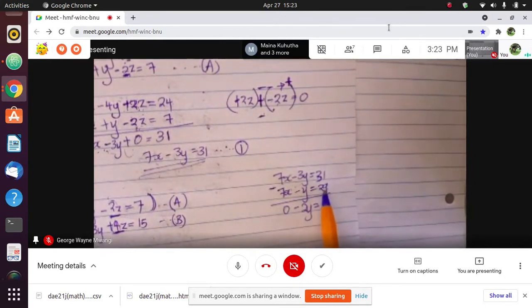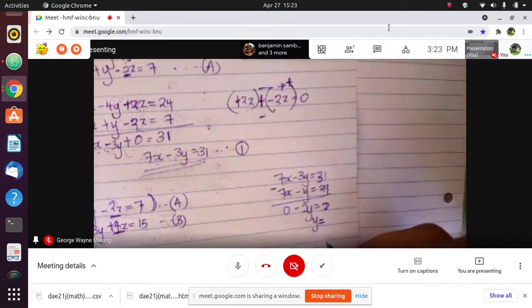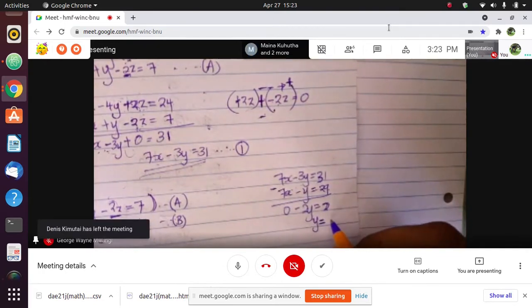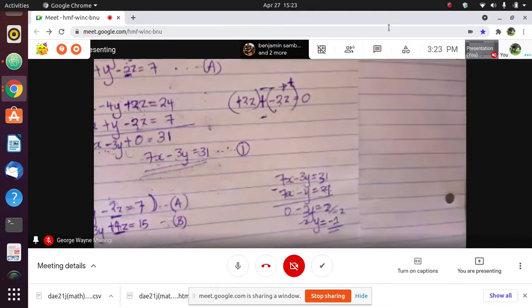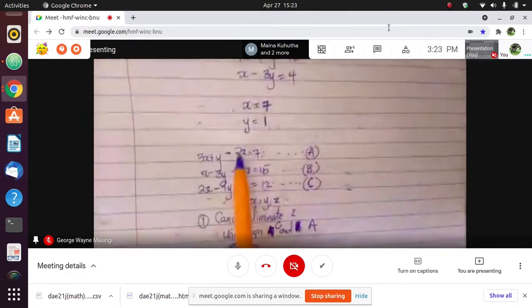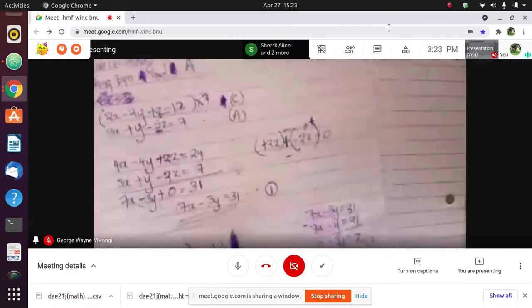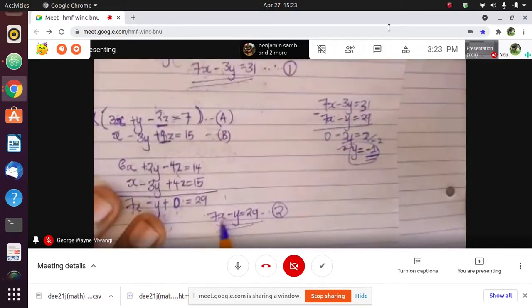31 minus 29 inakuwa ngapi? 2. Therefore the value of y itakuwa 2 divided by negative 2 inakuwa, we divide each side by negative 2 and by negative 2. So the value of y is minus 1. Now you replace this y in either of these two equations, is E ama E, so that you can get the value of x.